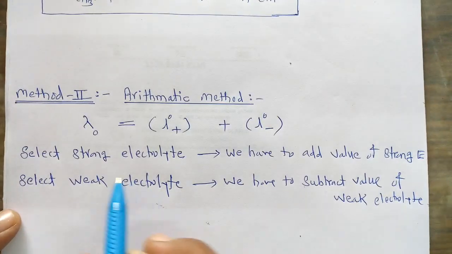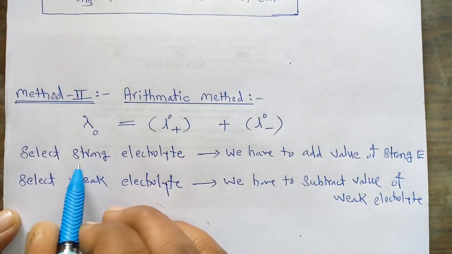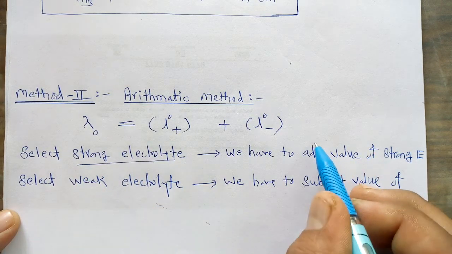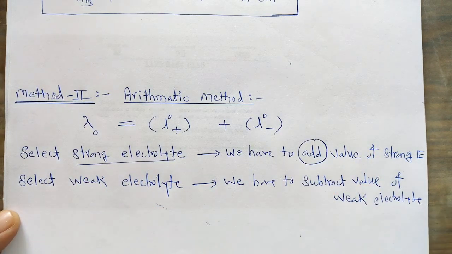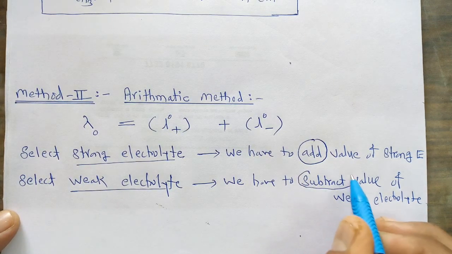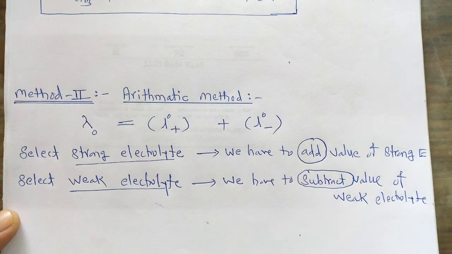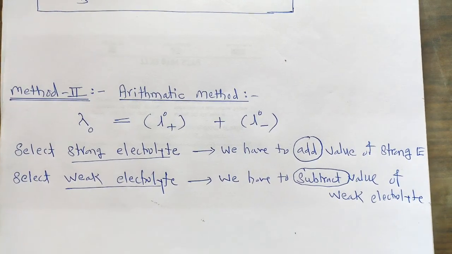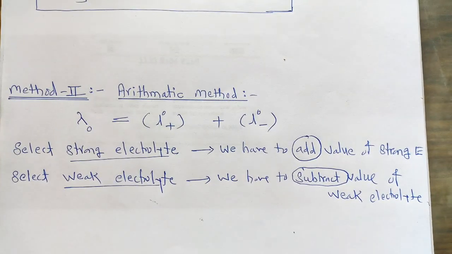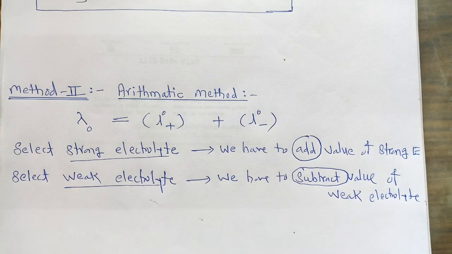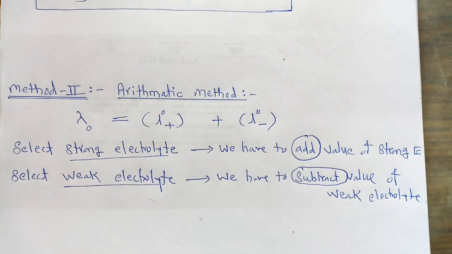We have to select one strong electrolyte and add its value. At the same time, we have to choose one weak electrolyte and subtract its value. This simple procedure is what we follow for the calculation of lambda 0 according to this arithmetic method.